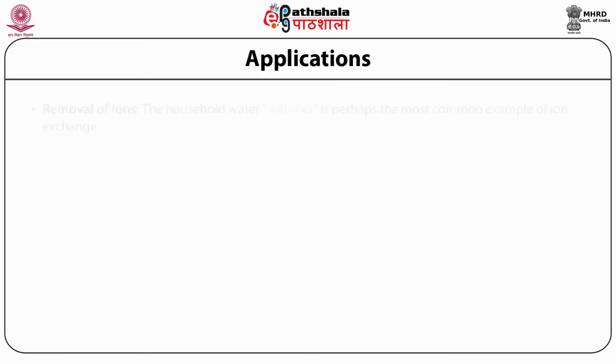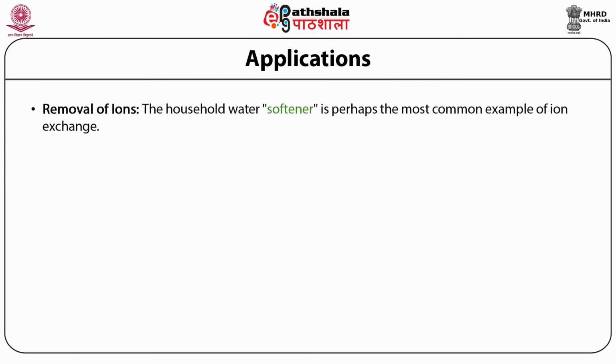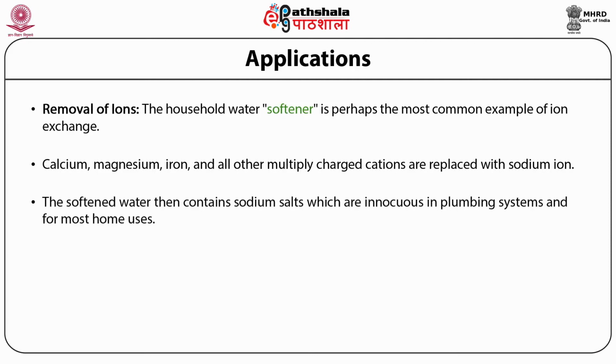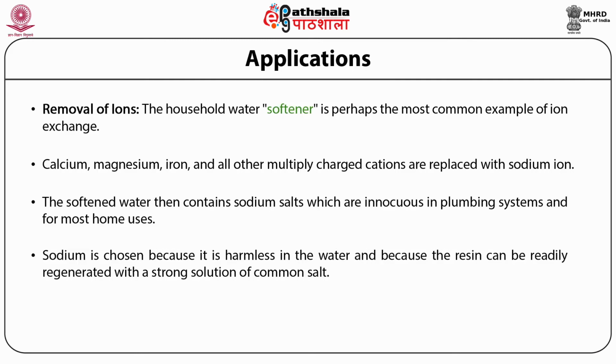Applications of the technique: removal of ions. The household water softener is perhaps the most common example of an ion exchanger. Calcium, magnesium, iron, and all other multiply charged cations are replaced with sodium ion. The softened water then contains sodium salts, which are innocuous in plumbing systems and for most home uses. Sodium is chosen because it is harmless in the water and because the resin can be readily regenerated with a strong solution of common salt.